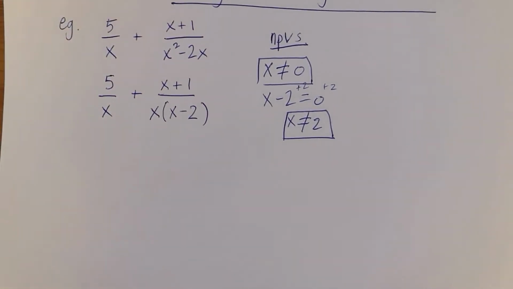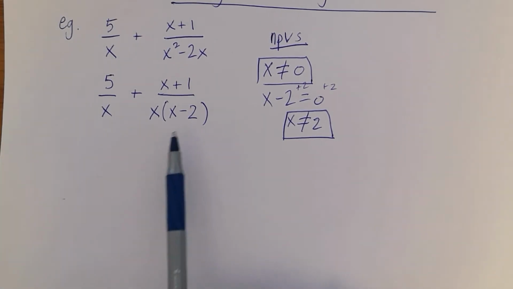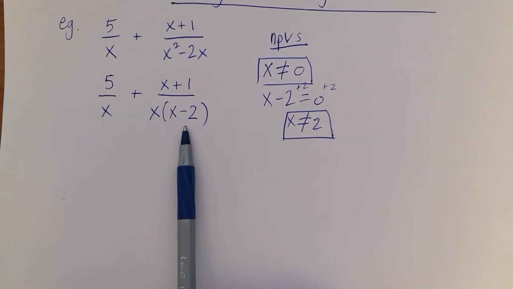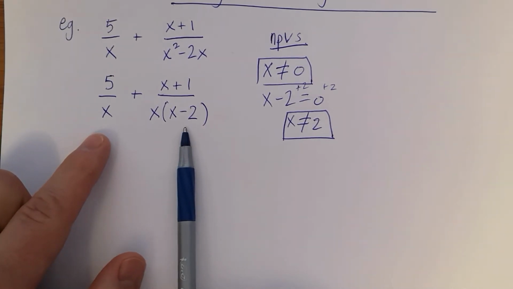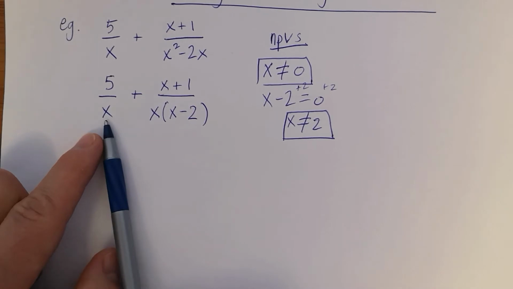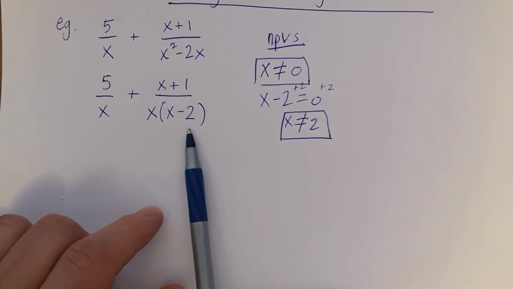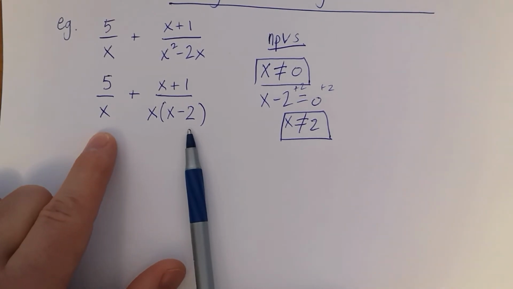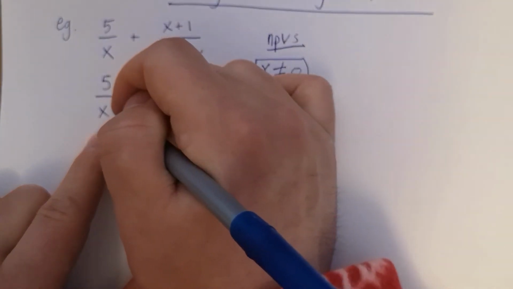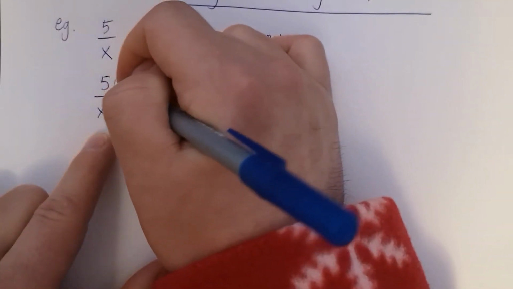What I want to talk about now is how to get a common denominator here. And when the two terms are factored, it should be pretty straightforward to see what you need to multiply by to get a common denominator. So this denominator is x, this denominator is x times x minus 2. If you want these two denominators to match, you're going to have to multiply this side by x minus 2. And what you do to the bottom, you have to do to the top.